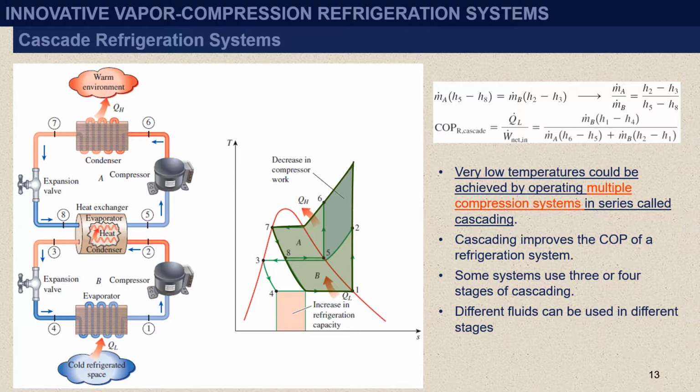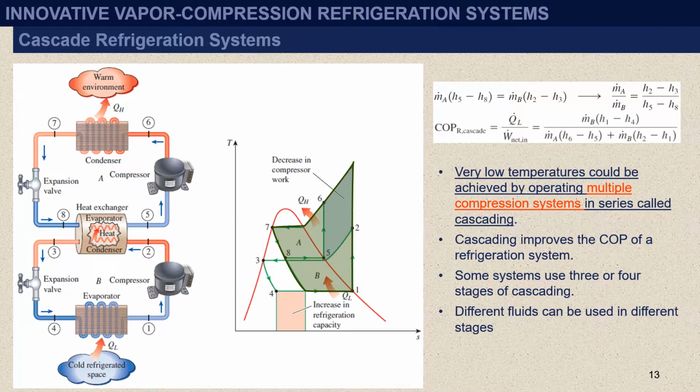So the ratio of mass flow rates through each cycle, you can see the mass flow rate of cycle A, m dot sub A divided by m dot sub B, would be equal to (h2 minus h3) divided by (h5 minus h8). Also, the coefficient of performance of the cascade refrigeration cycle would be given by the equation that is given in the slide above.